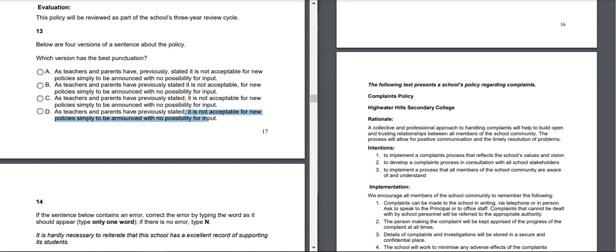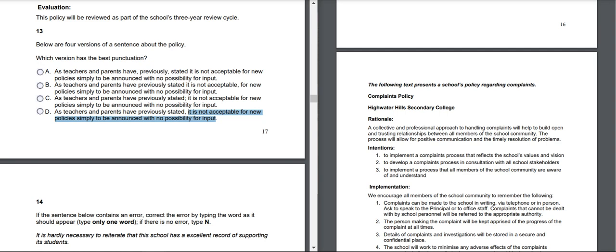Would the second part be able to be a proper sentence? As teachers and parents have previously stated. Now that's not a proper sentence. That is clearly alluding to more information. So the answer of semicolon would be wrong. It has to be comma, it has to be option D, because we need to have that slight pause from that first clause to have the joining clause afterwards. That is giving further information.